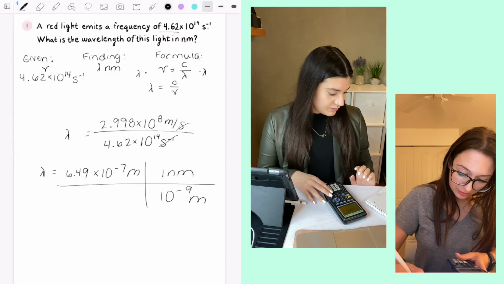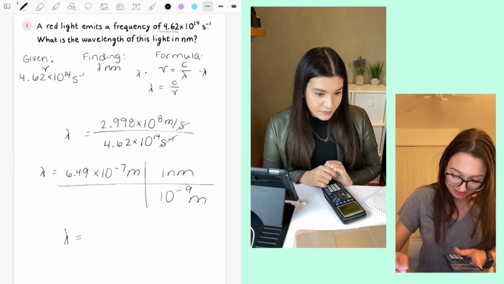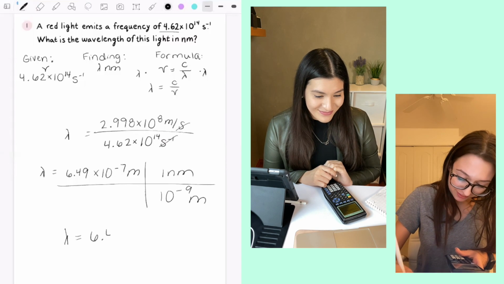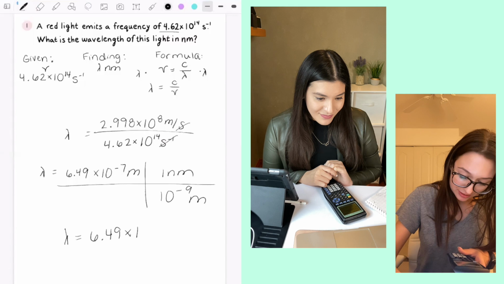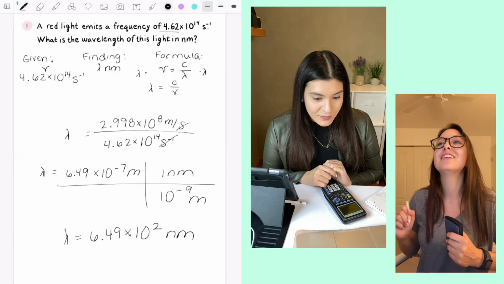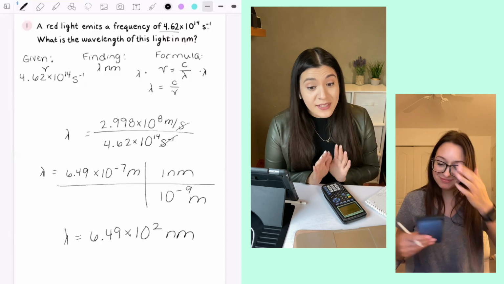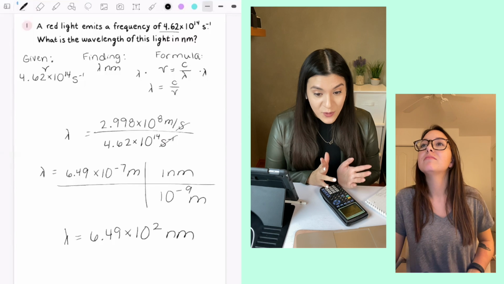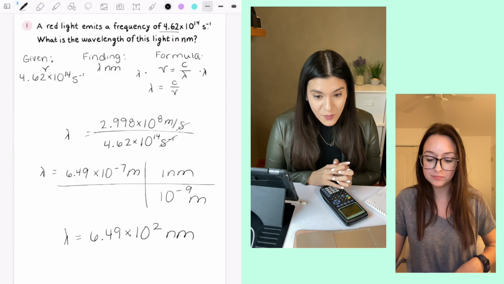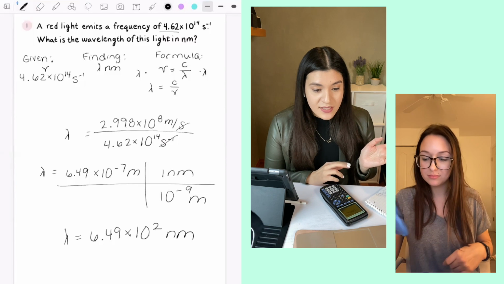Okay, so the official wavelength, I cannot draw those symbols very well. 6.49 times 10 to the 2 nanometers. So just that's correct. That is completely correct. Okay. Since you do get multiple choice questions, how would you change this from scientific notation to standard notation?